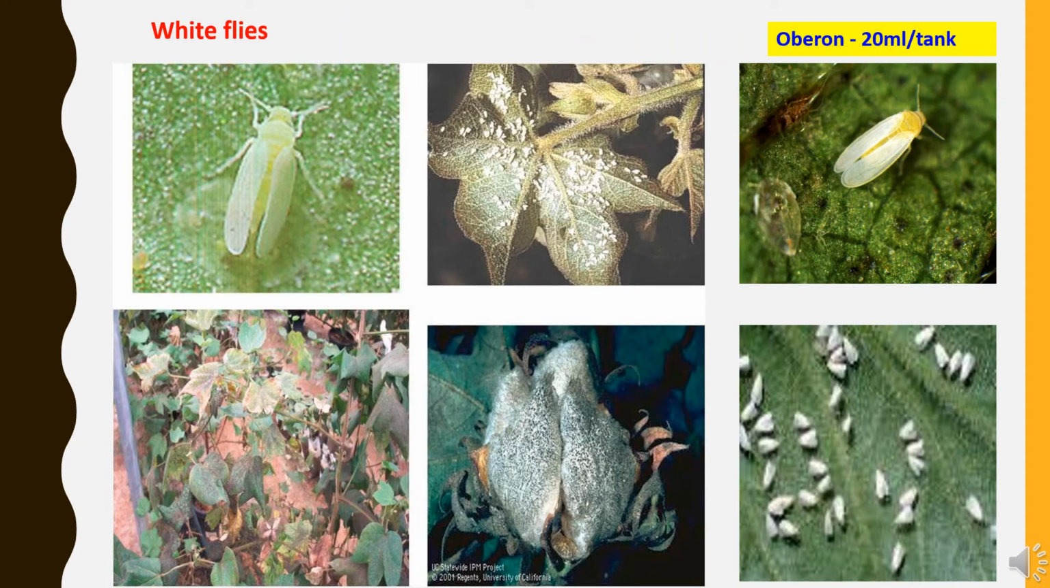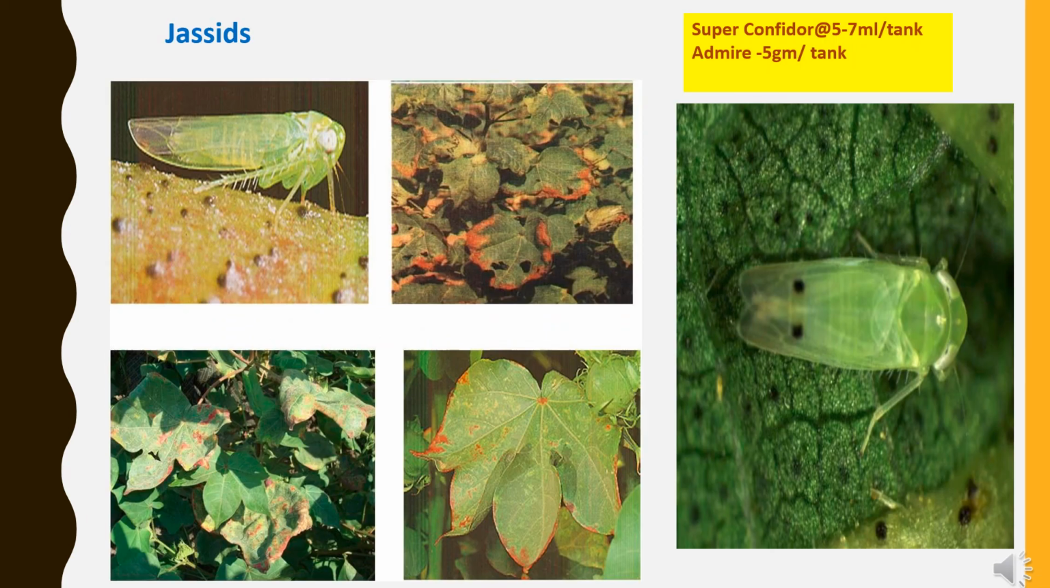Other pests are whiteflies, which are also sucking pest insects. For their control, we have to use Oberon or other chemicals like acephate. Jassids are another sucking pest which damages the cotton crop. For control, we have to use Superconfidor or Admire or other chemicals for timely control.